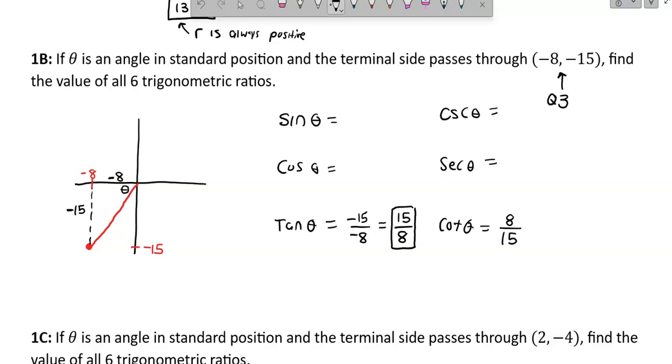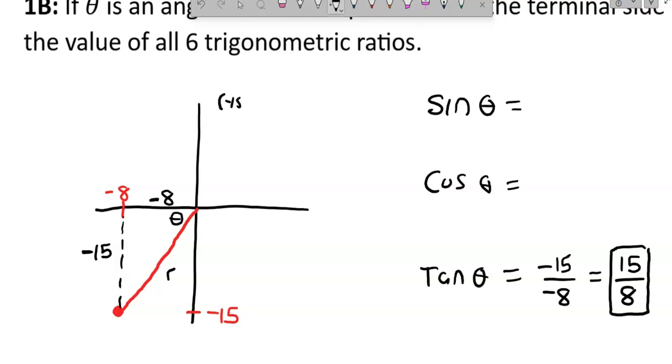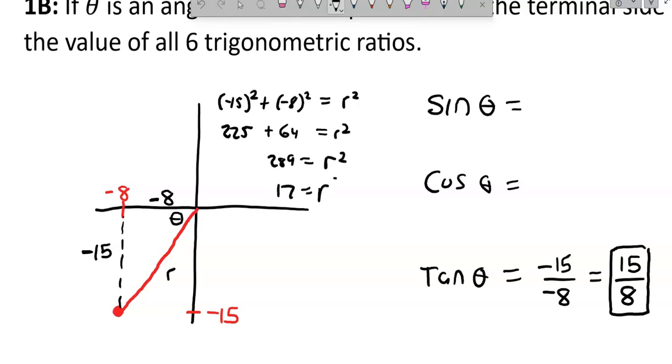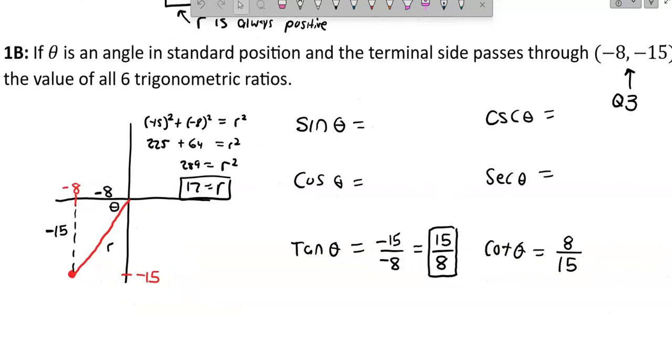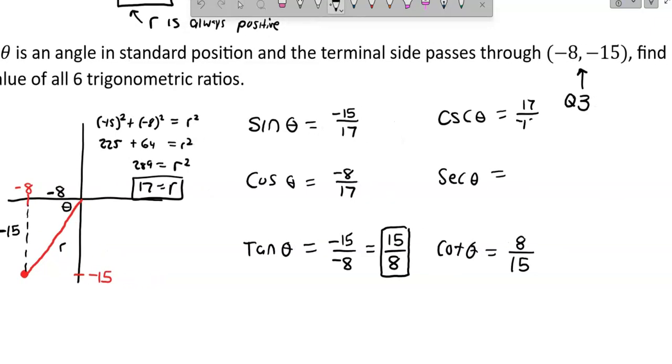Now, the next thing we need to do is our Pythagorean theorem to figure out our r value. In this case, that is -15 squared plus -8 squared equals r squared. That's going to give me 225 plus 64 equals r squared. A lot of these first problems I'm having come out as perfect squares. I've actually gotten ahead of myself there. That's 289, which when you take the square root gives me an r value of 17. So now we can find our sine and cosine ratios, which would be -15 over 17 and -8 over 17. And to find the reciprocals, it's going to be 17 over -15.